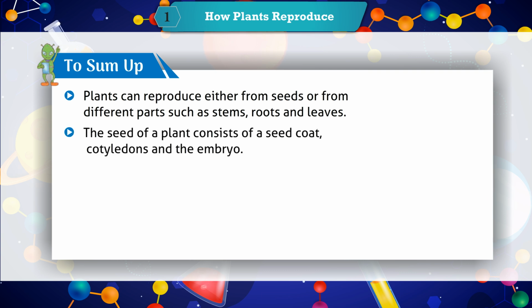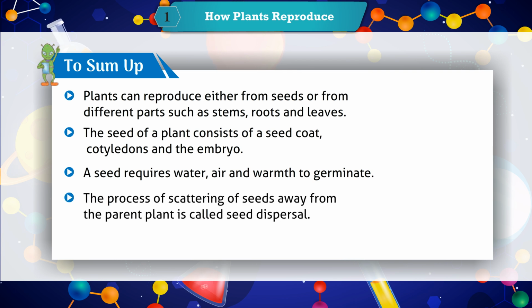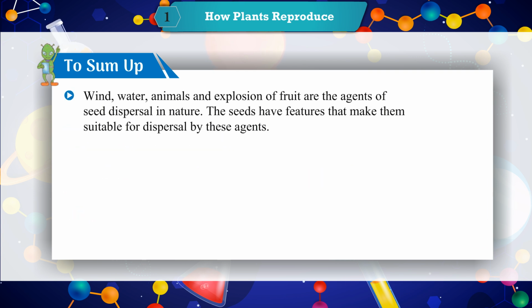To sum up, plants can reproduce either from seeds or from different parts such as stems, roots, and leaves. The seed of a plant consists of a seed coat, cotyledons, and the embryo. A seed requires water, air, and warmth to germinate. The process of scattering of seeds away from the parent plant is called seed dispersal. Wind, water, animals, and explosion of fruit are the agents of seed dispersal in nature. The seeds have features that make them suitable for dispersal by these agents.